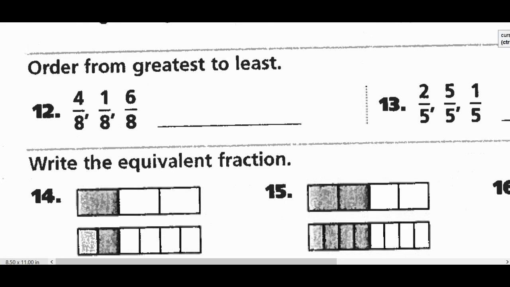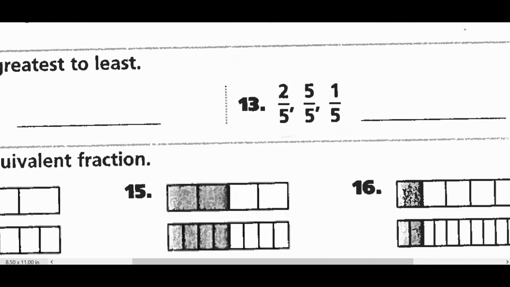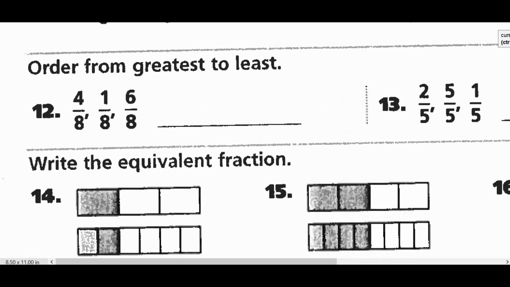And then put the fractions from greatest to least. So now it's the other way, right? I have 4/8, 1/8, and 6/8. Which one's the greatest out of those fractions? 6/8. Then what comes next? Then what comes next? 1/8. There's another example right there for you to do on your own.